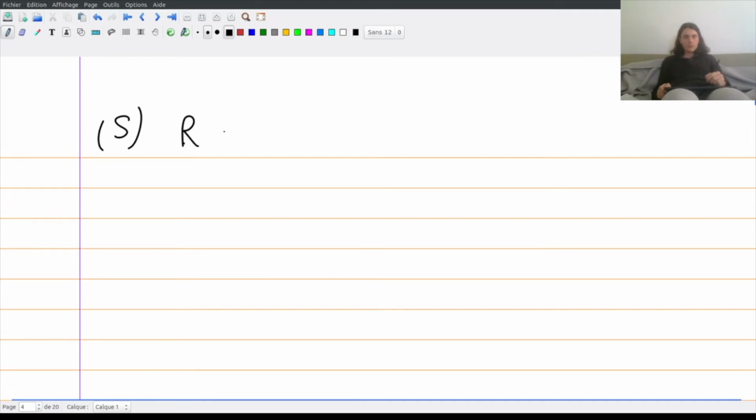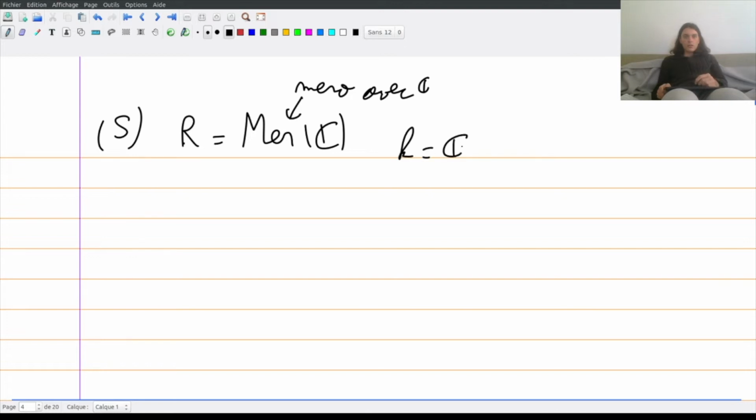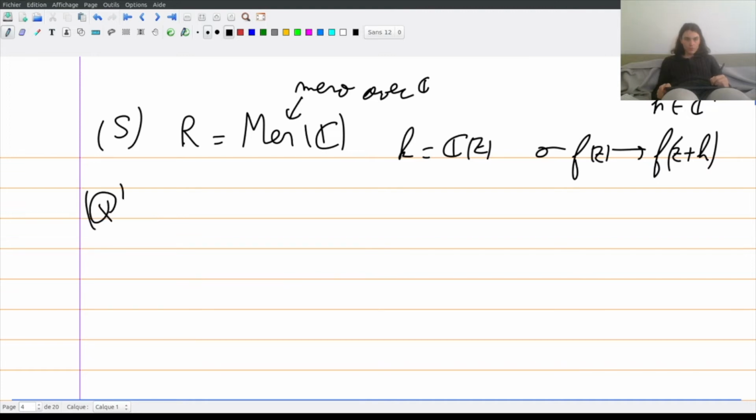R will be the meromorphic functions over C. And K will be C(z), and sigma maps f(z) to f(z + h), where h is an automorphism, is a complex number. In fact, we have to be a little more subtle in taking this, but at first approximation, let's take that.